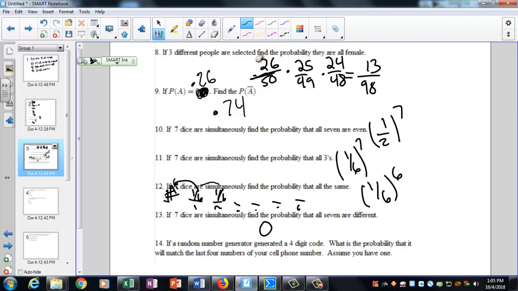If a random number generator generated a 4-digit code, what's the probability that it will match the last 4 numbers of your cell phone number? And assume that you have one, because if you don't have one, then your answer is 0.